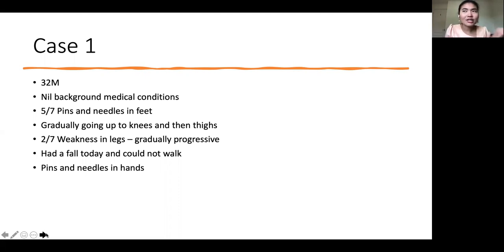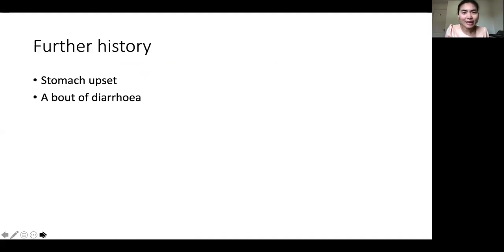So from the history, about 80 to 85% of the time we'll get a diagnosis, okay? Then we take a little bit more history, and this guy gave a history of stomach upset: nausea, vomiting, abdominal pain, and he also had a bout of diarrhea.